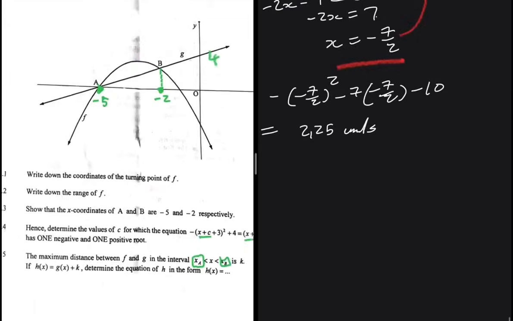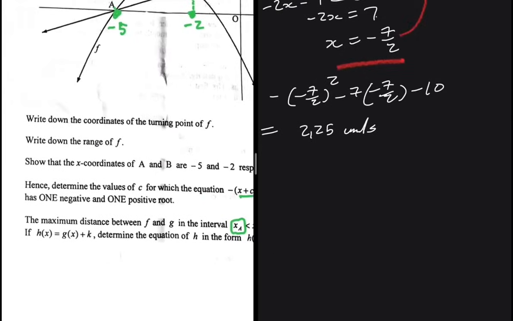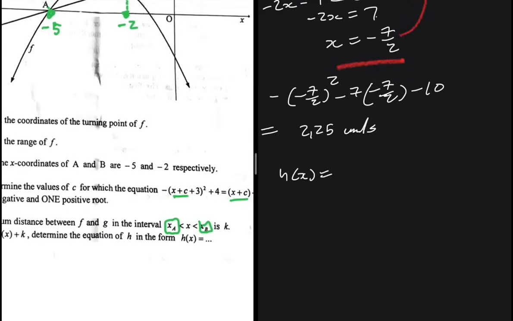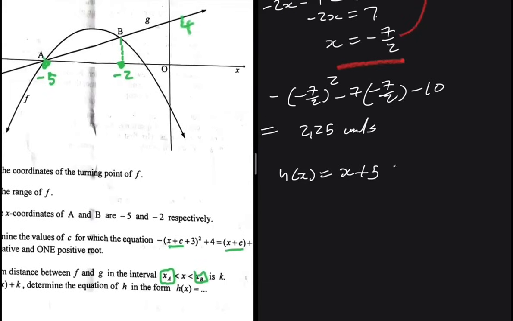So now we can go ahead and say that h of x is equal to g of x, which is x plus 5, and then plus k, which is 2.25. Right, so we have x, and then what's 5 plus 2.25? That is plus 7.25.